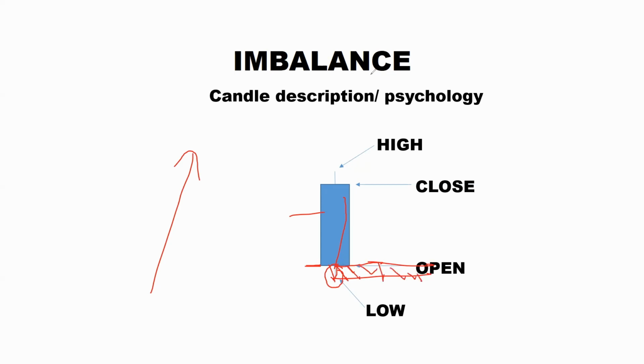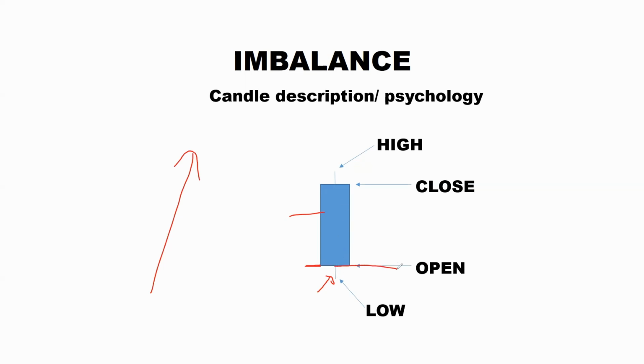This tail or wick, let me just go back. This one here is the wick I mean. Some of you call them shadows, wicks, tails, or rejections. Since price opened from here, sellers attempted to push the price to this low here. That's why we're calling it a low. But buyers pushed them back up.